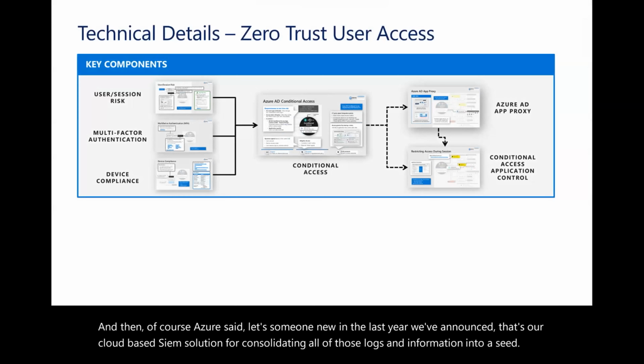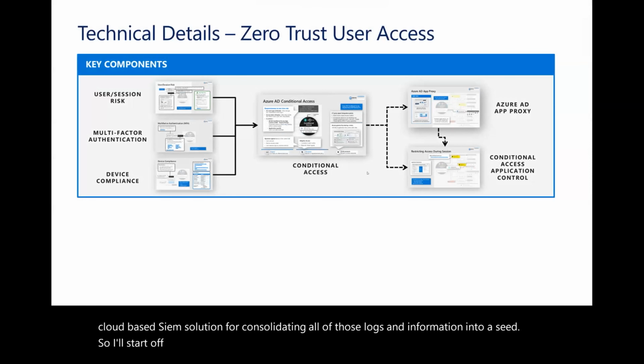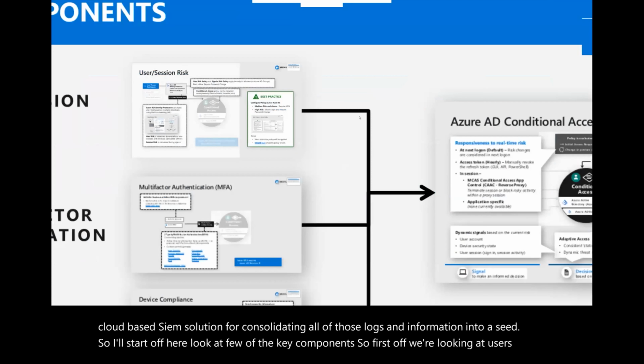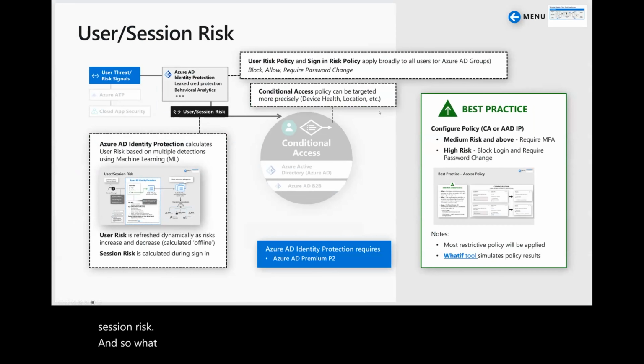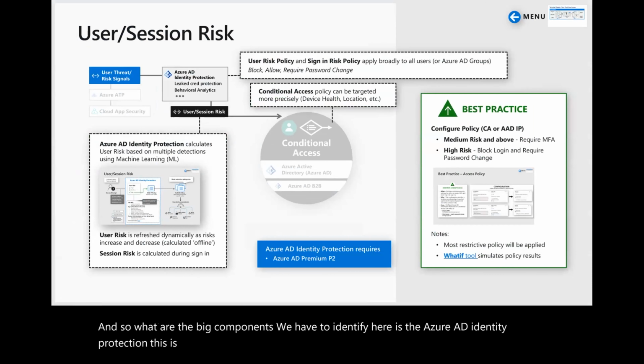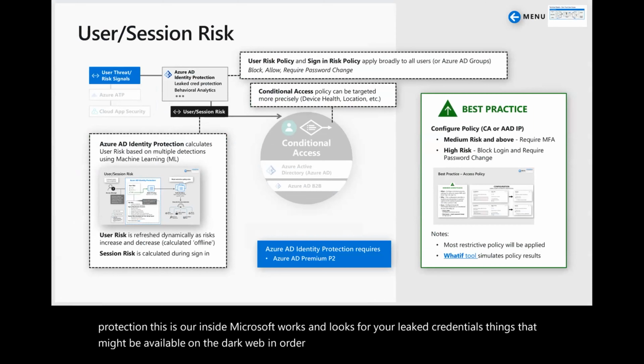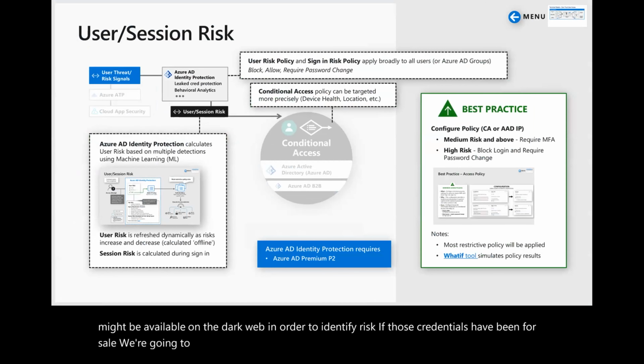So I'll start off here, look at a few of the key components. First off, we're looking at users and session risk. One of the big components we have to identify here is Azure AD Identity Protection. This is our insight. Microsoft looks for your leaked credentials, things that might be available on the dark web, in order to identify risk. If those credentials have been for sale, we're going to increase that risk score. And ultimately, you can take action on that to block access to your content.